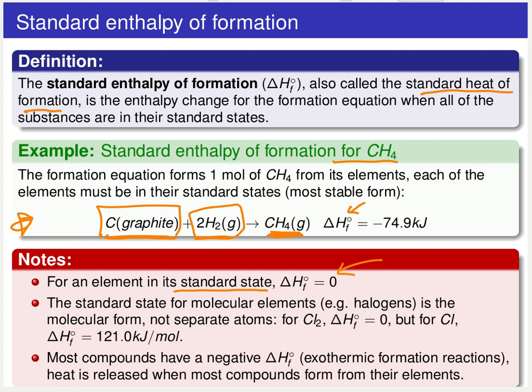The standard state for molecular elements, for example, halogens, and a few other guys we'll talk about, N2, O2, and the like, the molecular form is the most stable state. Okay, so the standard state is going to be Cl2 for chlorine, and so Cl2 has an enthalpy of formation of 0. And if you break it apart and you look at just the individual chlorine atom, well, then the enthalpy of formation of that individual chlorine atom has a positive 121 kilojoules per mole value.